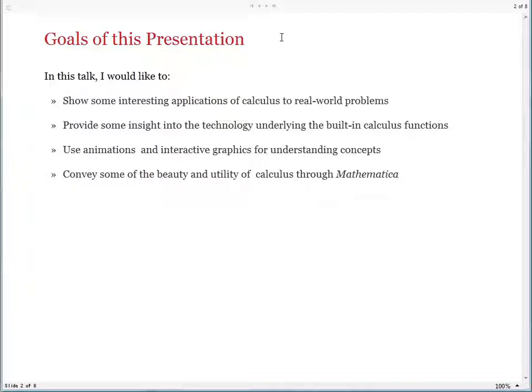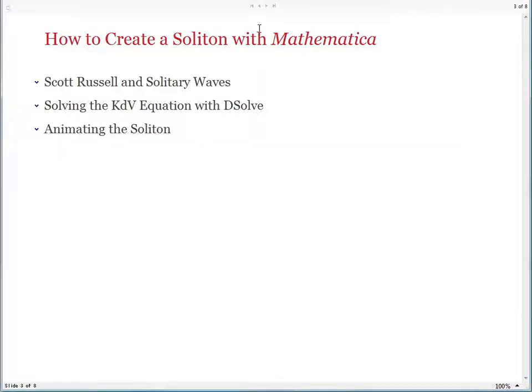Okay, it's now time to take on the first application for today, and that is on how to create a soliton with Mathematica. Now, solitons are rather special kinds of waves. They are slightly different from the usual sine or cosine wave because they can travel for long distances without losing their shape or energy. And there is an interesting piece of history behind these waves.